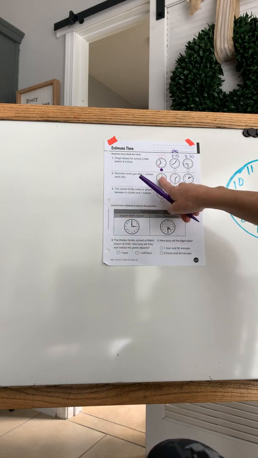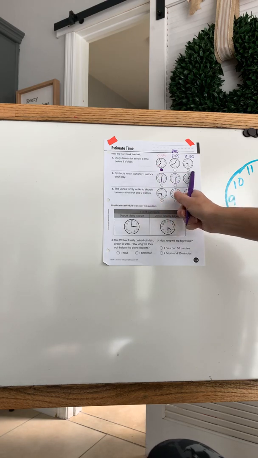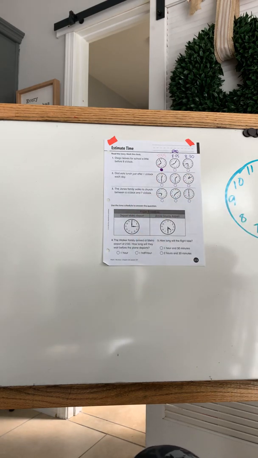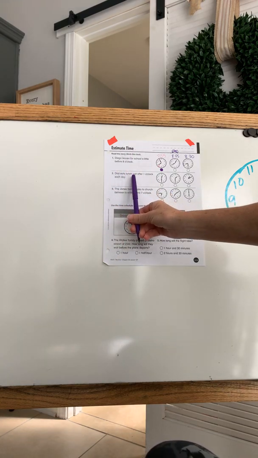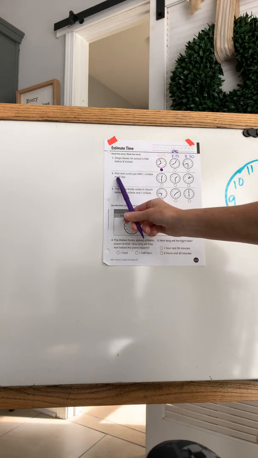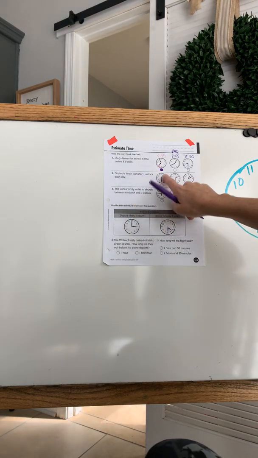All right, let's look at number 2. We're going to do the same thing. It does take longer to write the times out, but I think that helps us get the answers right when we write out the times instead of just trying to guess, okay? So it says, Dad eats lunch just after 1 o'clock each day. Okay, so I'm going to look at my clocks.